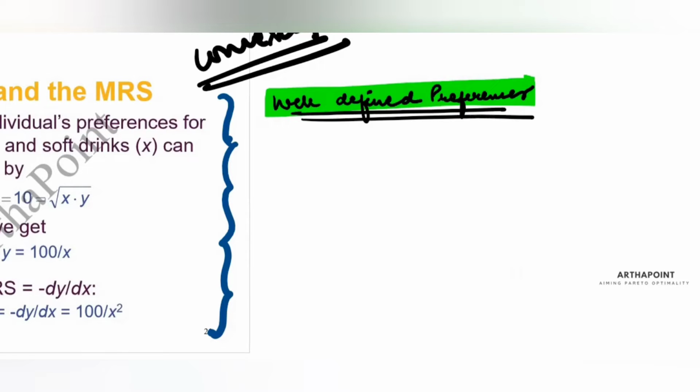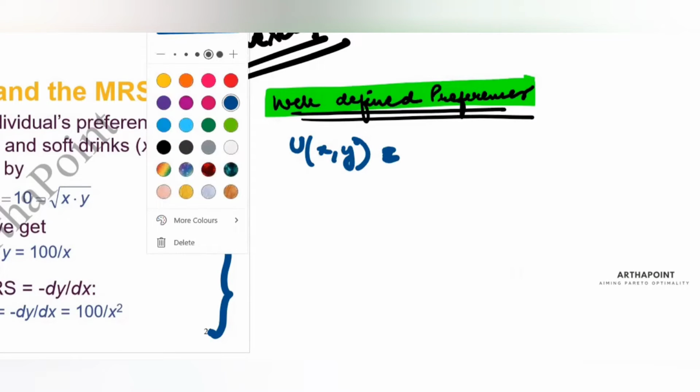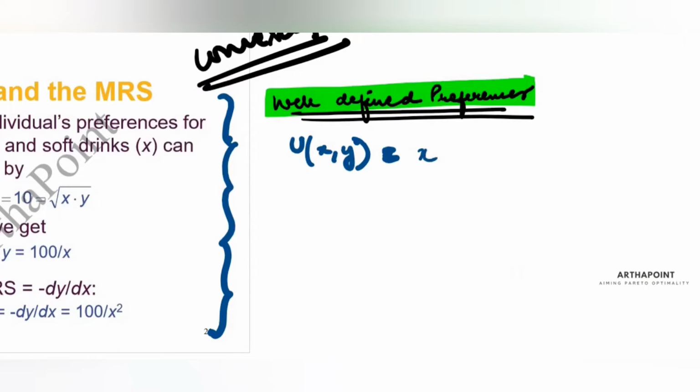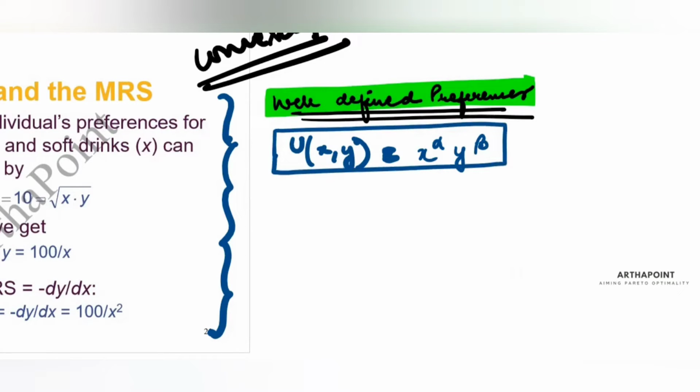Now, a well-defined preference usually has a utility form which looks like this. U(x,y) is equal to x to the power alpha, y to the power beta. Whenever you see this form of preferences, they will be known as well-defined preferences.